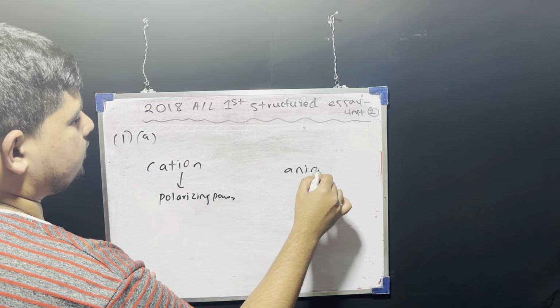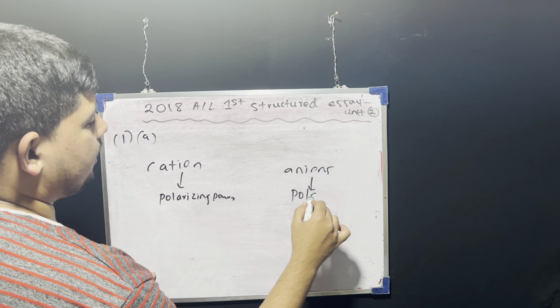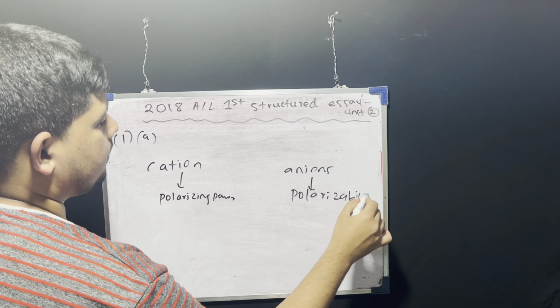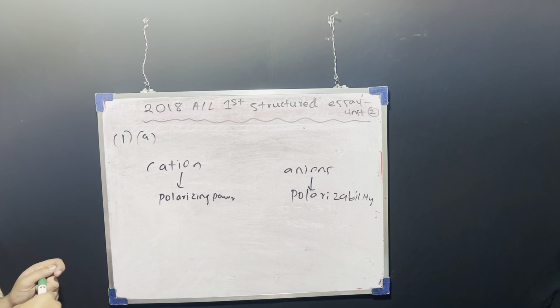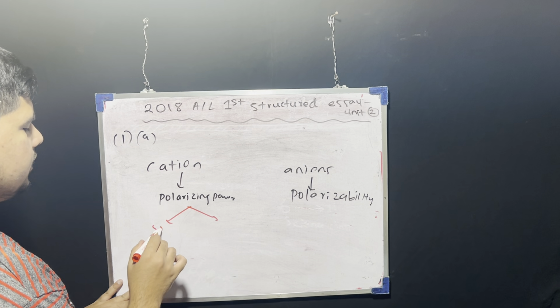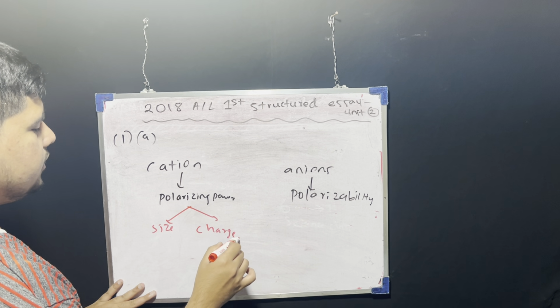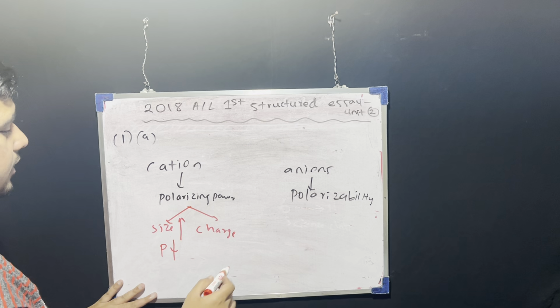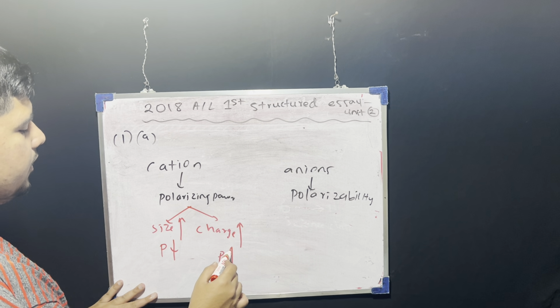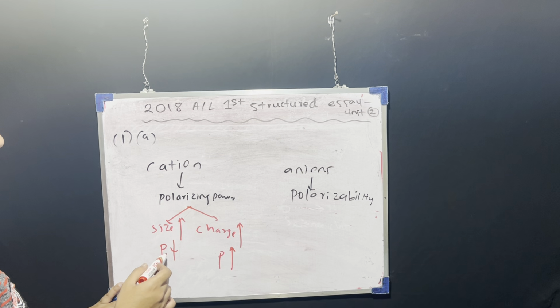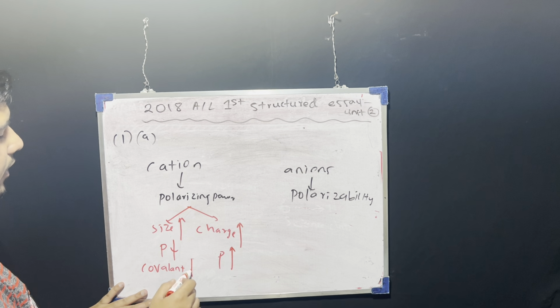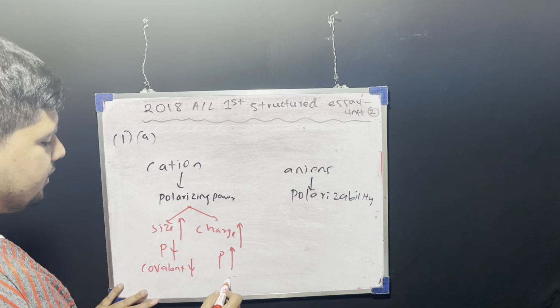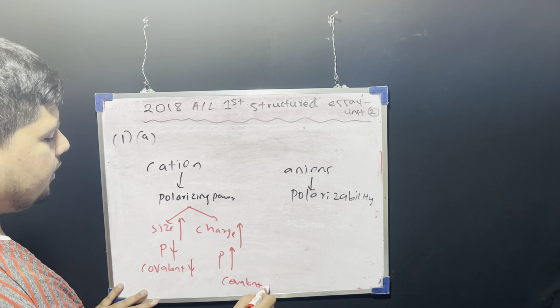Likewise, for anions, we consider polarizability. What factors does polarizing power depend on? Size and charge, right? When size increases, polarizing power decreases. When charge increases, polarizing power increases. What happens when polarizing power decreases? Covalent nature decreases, and when polarizing power increases, covalent nature increases.